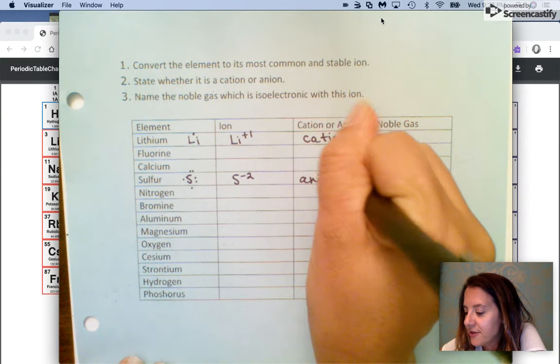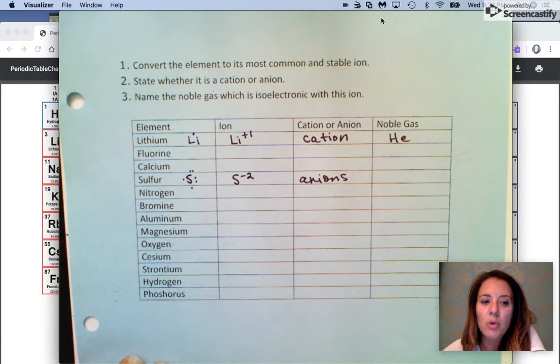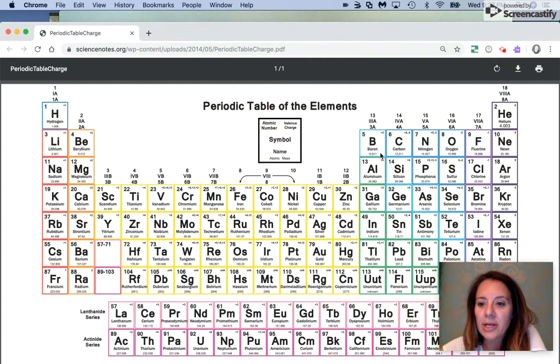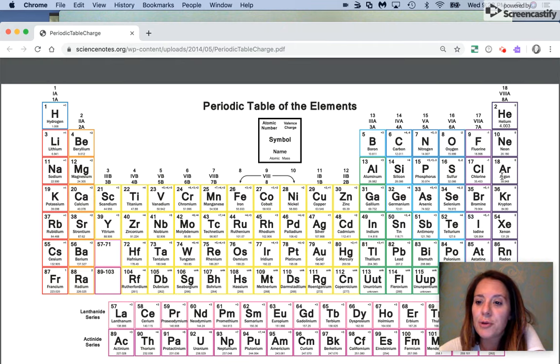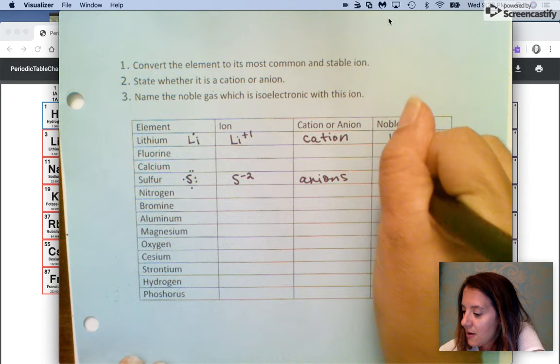Now, when sulfur picks up 2 electrons, what noble gas does it most resemble? I go back to my periodic table. There's sulfur. I move ahead 1, move ahead 2, because it picked up 2 electrons. We say that sulfur now has the same electron configuration, not the same number of protons and neutrons, but the same number of electrons as argon. So we say that sulfur with a charge of -2 is isoelectronic with argon. So in that last column, I will click argon.